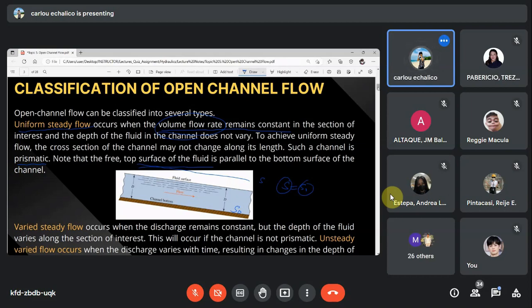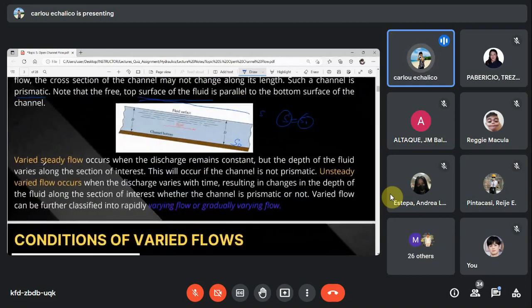So sa uniform flow, natin tinatawag na varied steady flow. Of course, when the discharge remains constant, but the depth of the fluid varies along the section of interest. And naputay unsteady flow, when the discharge varies with time, resulting in the change of the depth of fluid along the section of interest, whether the channel is prismatic or not. So varied flow can further be classified as rapidly varying flow or gradually varying flow. So meaning rapidly varying flow and gradually varying flow.